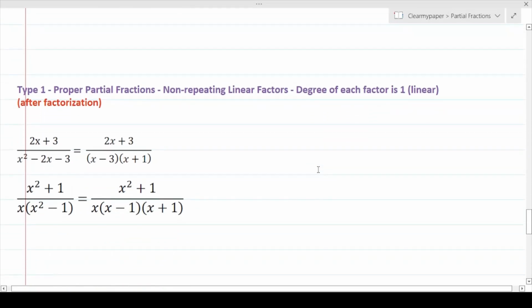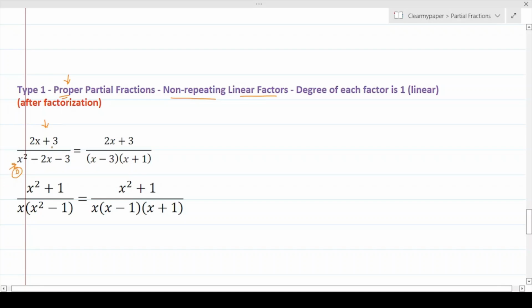The first one is type one for proper partial fractions. I'm going to emphasize proper because we're not going to discuss the improper. And type one is non-repeating linear factors. What does that mean? We'll come to that in a minute, okay? Let's say we have a given rational expression over here, and let's focus on the denominator.